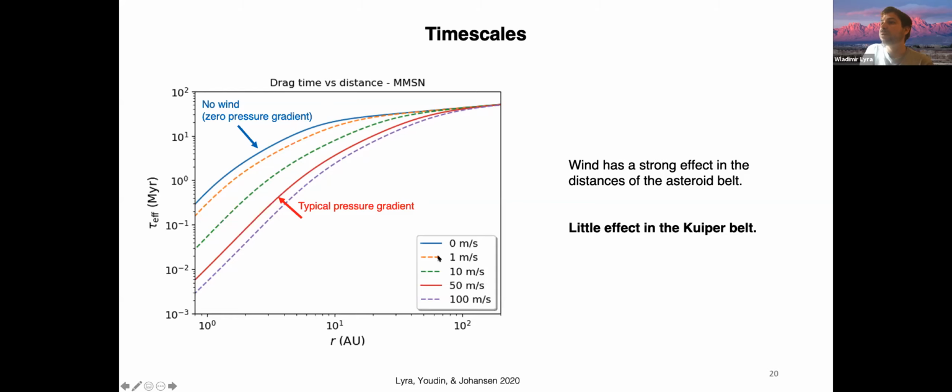So you can increase the wind here up to 100 meters per second. And as you see here, the influence that it is going to have in this region here, which is the Kuiper belt, is not really going to change much. So you still have a time scale that is more than 10 million years. So we need to find something else.